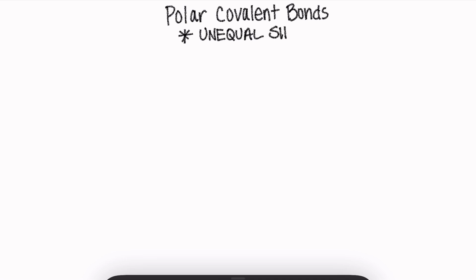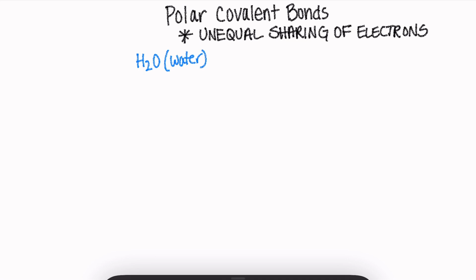Polar covalent bonds share electrons, but their defining characteristic is that they have an unequal sharing of electrons. Water is the most basic polar molecule. I'm going to draw it for you.